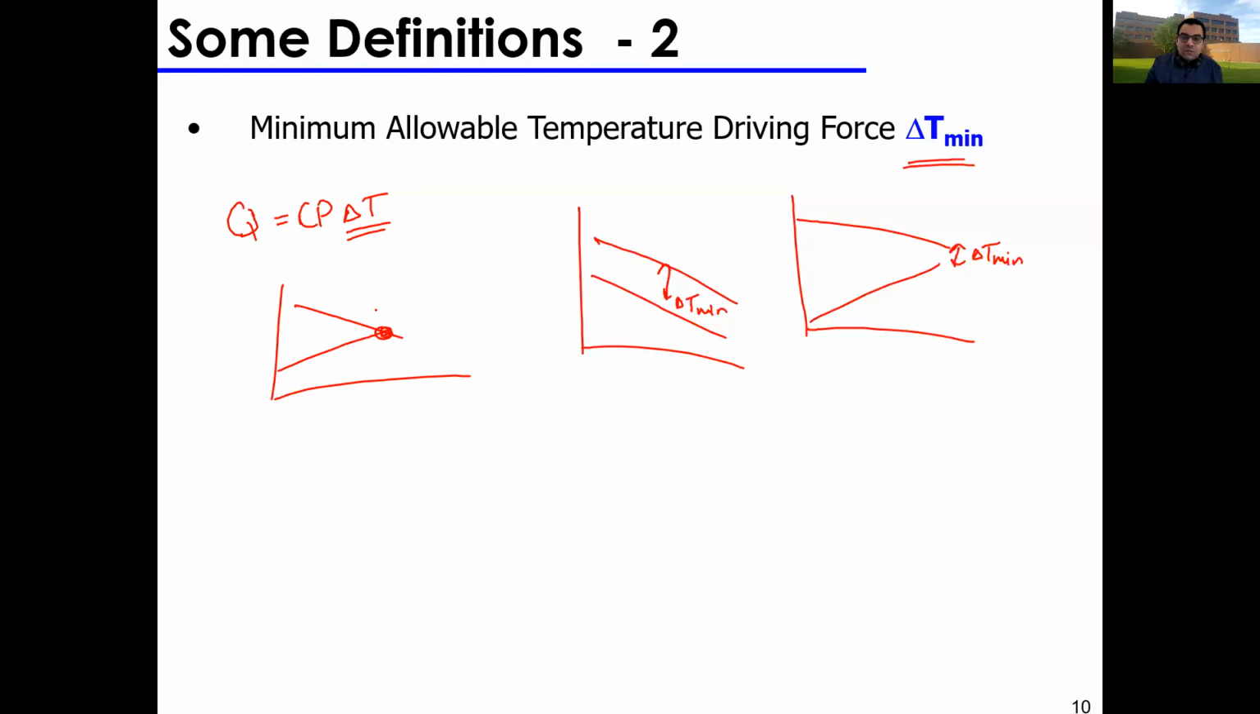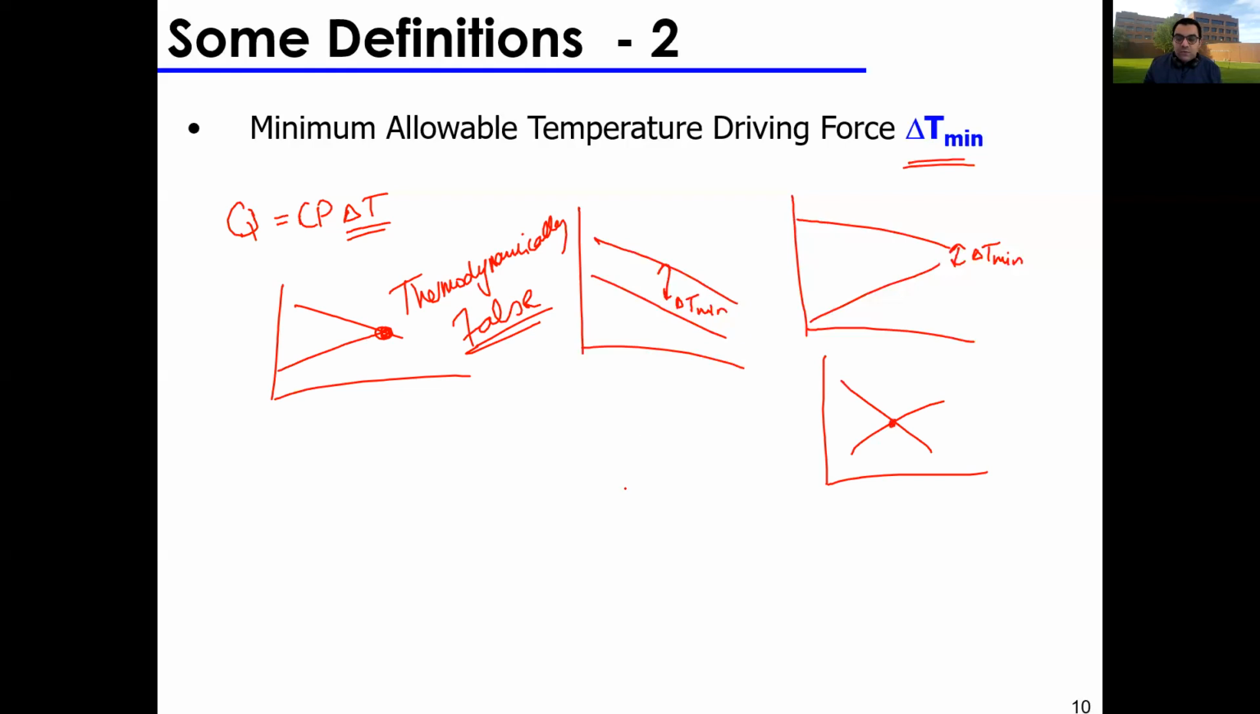You have a cross, the two streams cross. This is thermodynamically false, right? So don't even think about this. This doesn't happen. This is a sin, this is a joke basically.